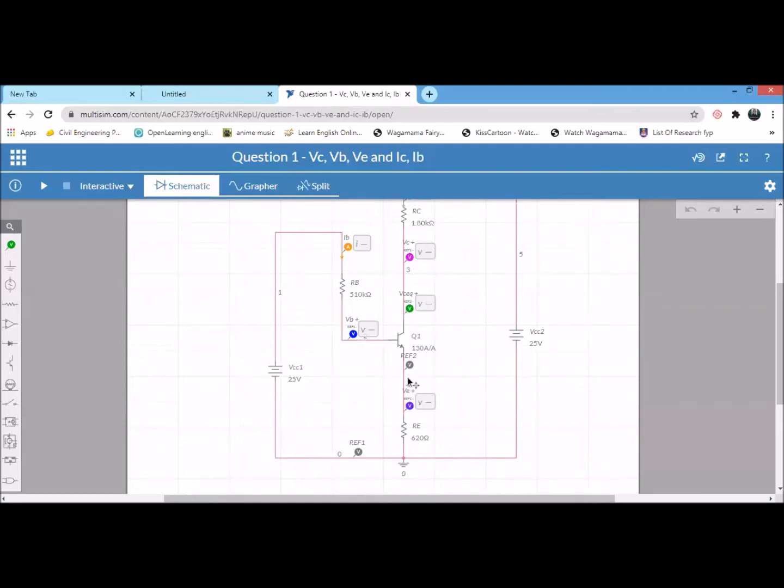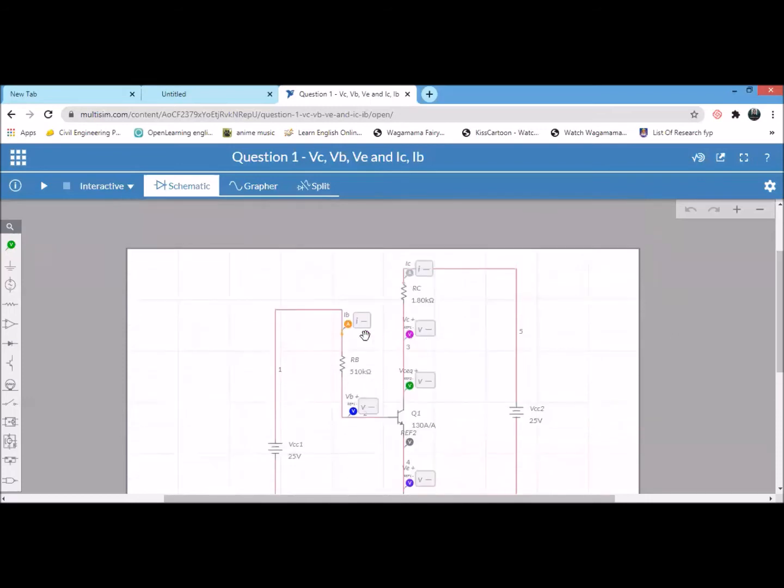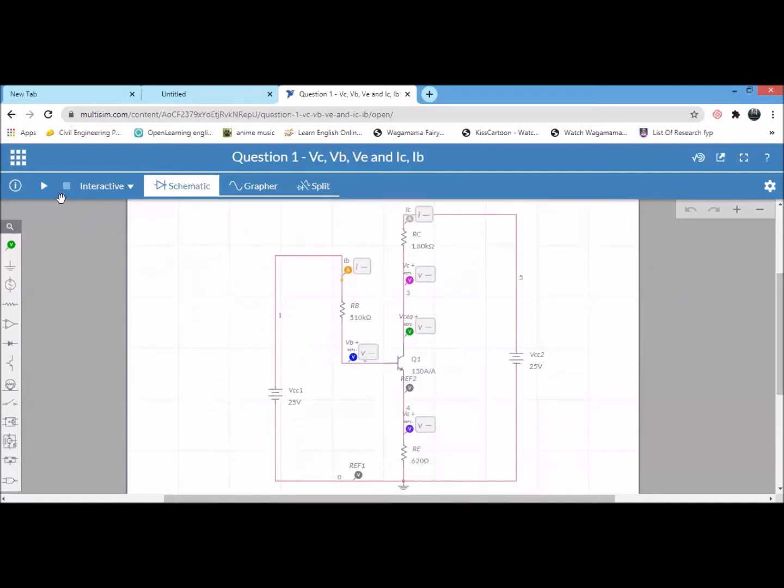So that's why you can look here, reference 1 and reference 2. Reference 1 is for VB, VE, and VC. For VCEQ, it is reference number 2. Then I'm going to put in our current. We want to know the current for this circuit, and this current is for IC. Then we run our simulation.